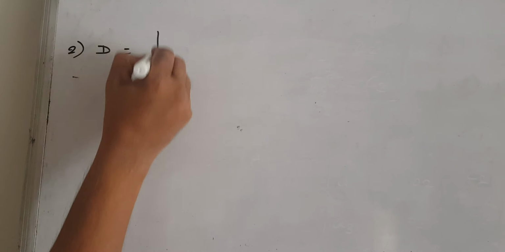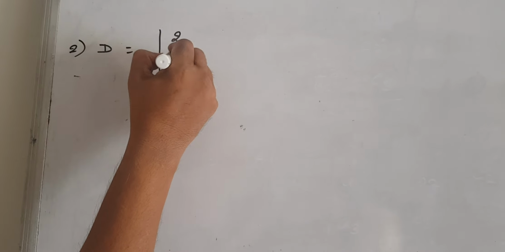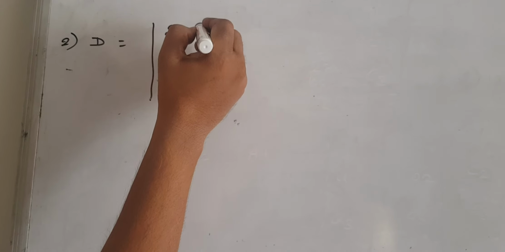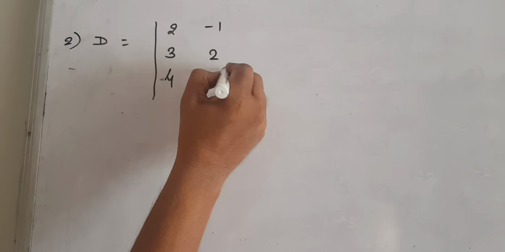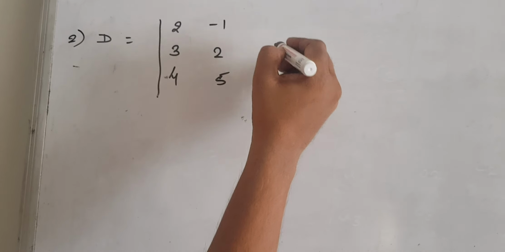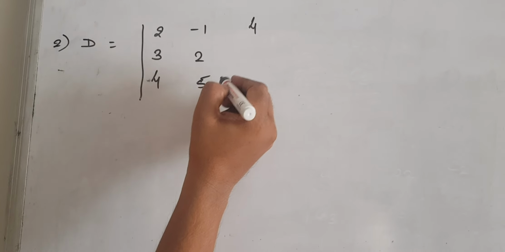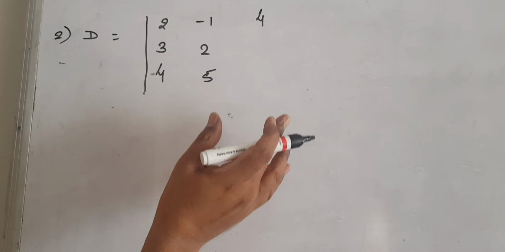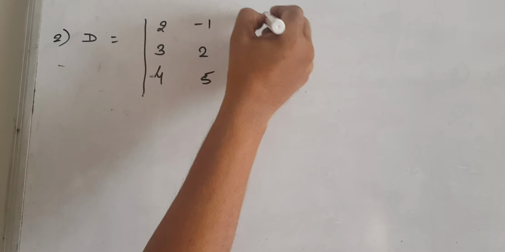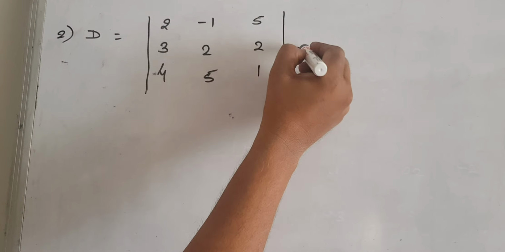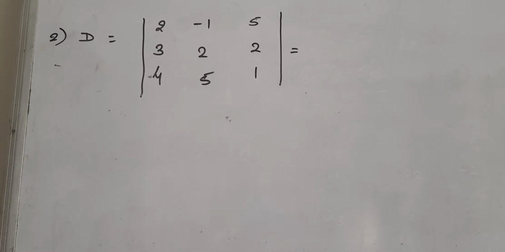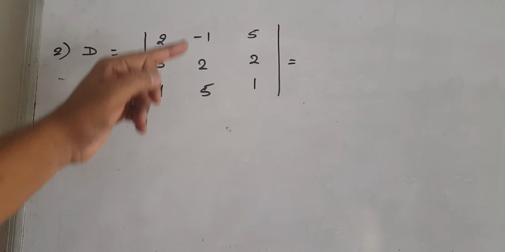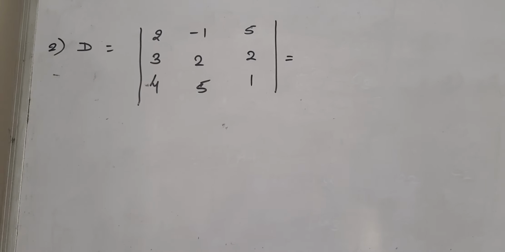See, and let me go on to another example, number 2. D is equal to 2 3 4 first row, minus 1 2 5 second row, 5 2 1 third row. I repeat, 2 3 4, minus 1 2 5 and 5 2 1.